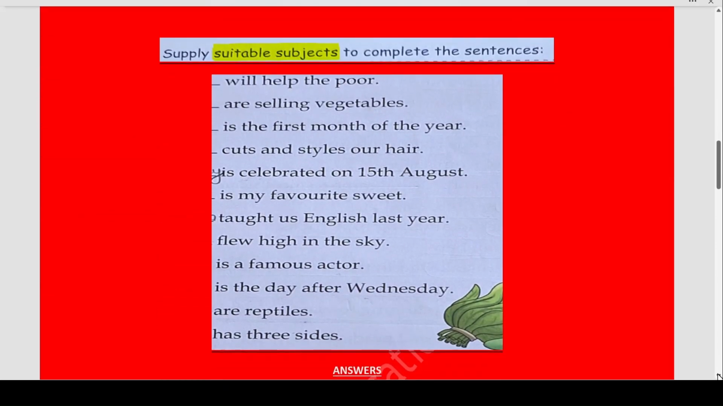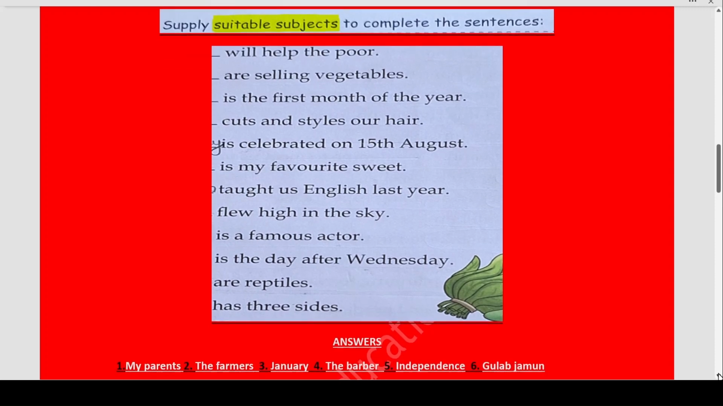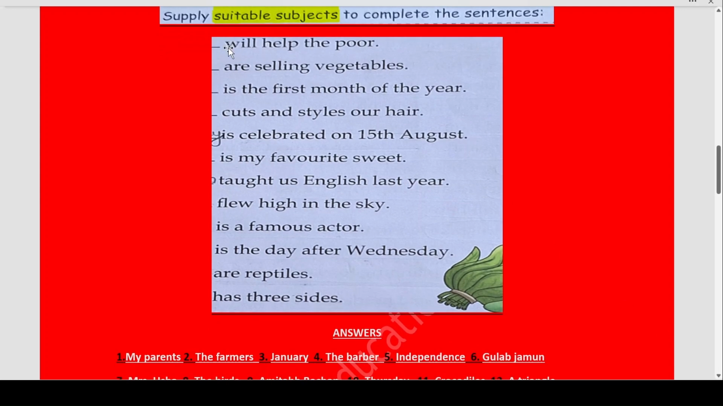Now, the next exercise is supply suitable subjects to complete the sentences. The predicate part of the sentence is given. You have to give a suitable subject. Dash will help the poor. Now, you can add we, they, or whatever subject you want to mention. So I have written here, my parents will help the poor. You can give any subject that you want. Dash are selling vegetables. The farmers are selling vegetables.